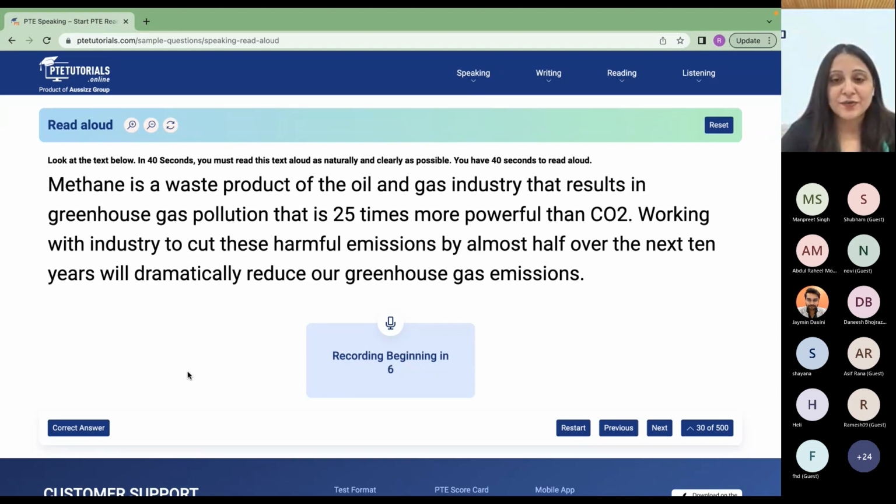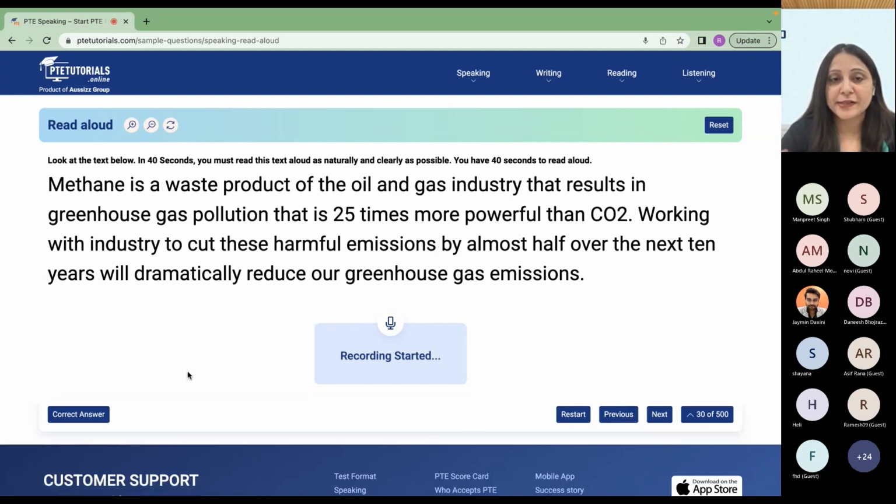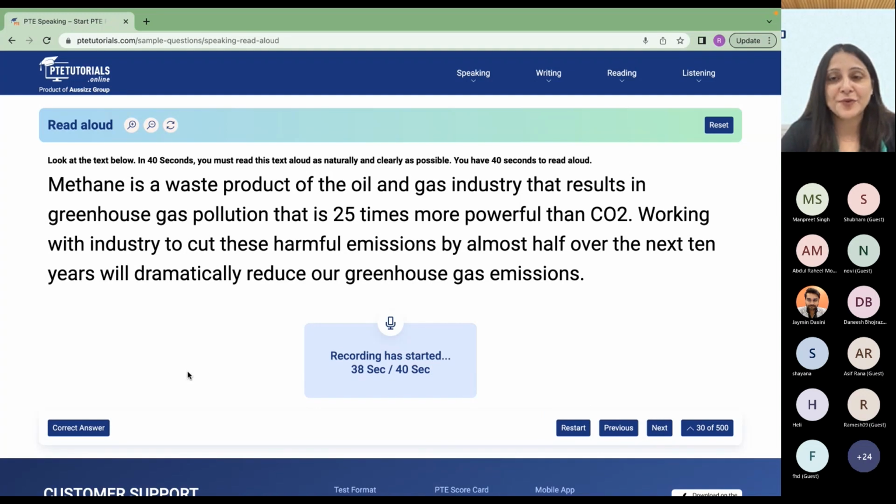Let me do one read aloud for all of you. Let's check here. Methane is a waste product of the oil and gas industry that results in greenhouse gas pollution that is 25 times more powerful than CO2. Working with industry to cut these harmful emissions by almost half over the next 10 years will dramatically reduce our greenhouse gas emissions.